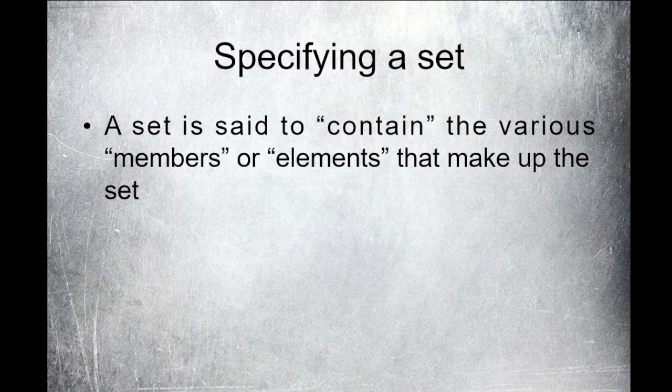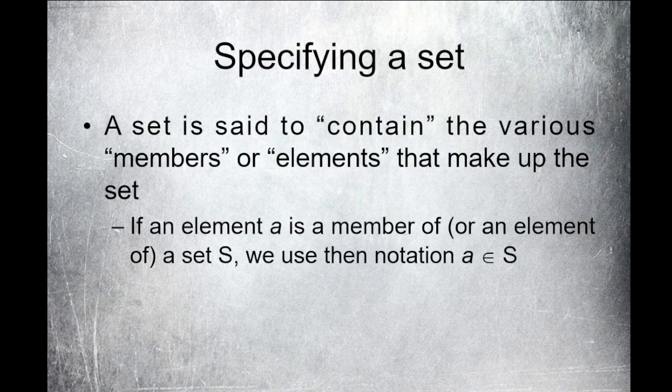We can say that a set is said to contain various members or elements that make up the set. That element is a member of, or an element of, or belongs to that particular set. And then what is the notation to represent that? The notation is this one. We can say that a belongs to S, or a is an element of S, or a is a member of S, like that.